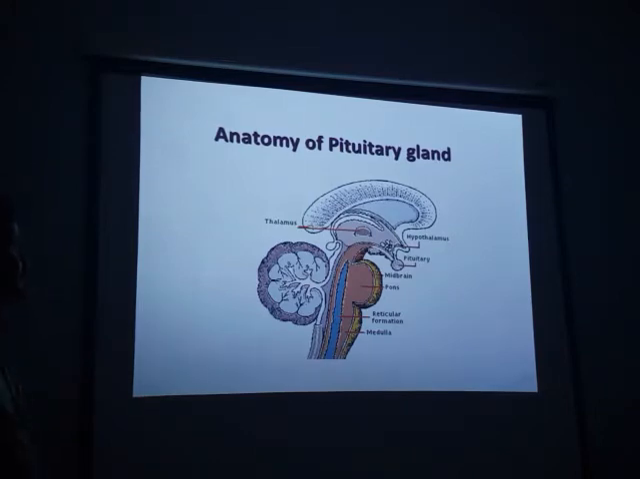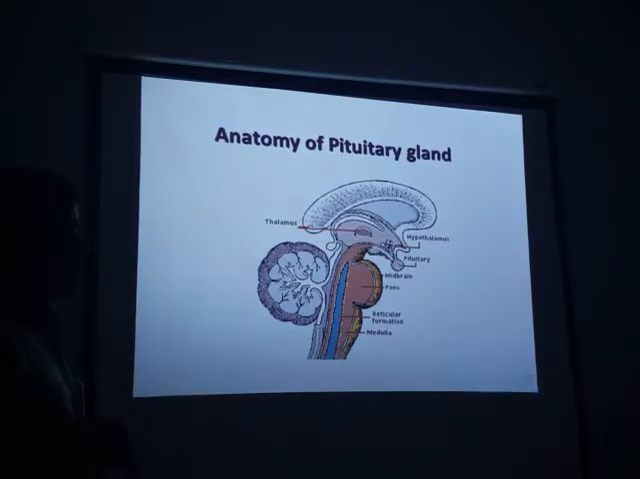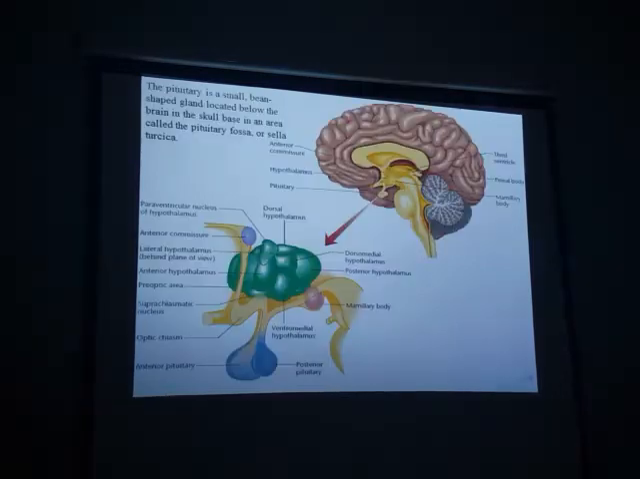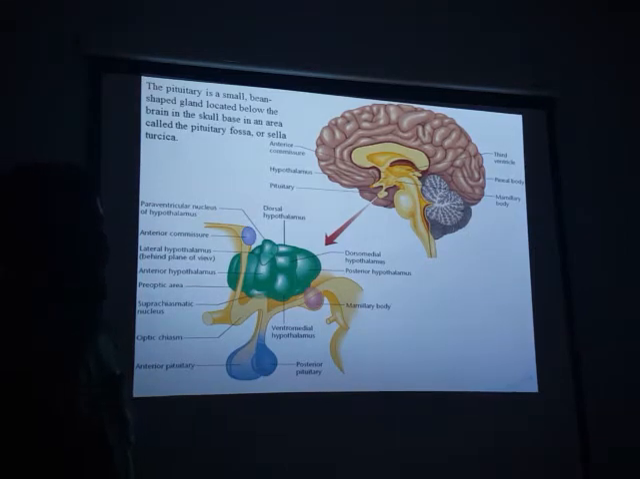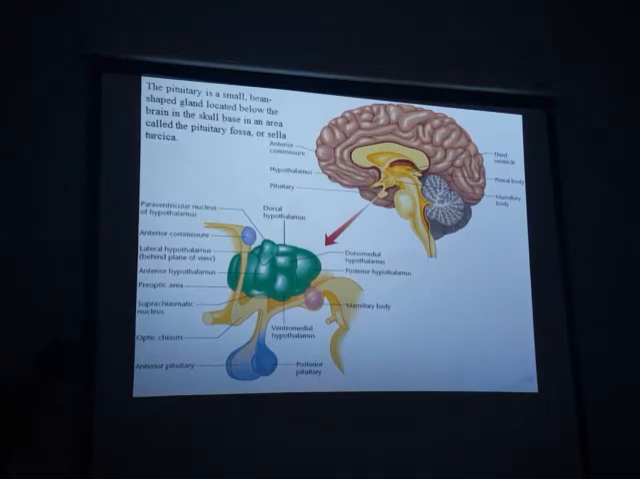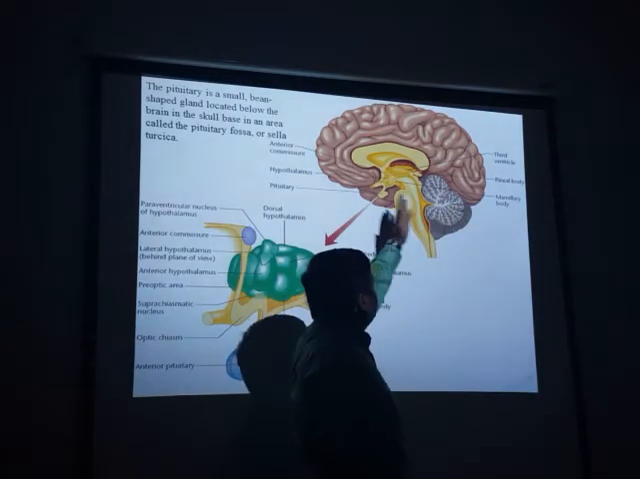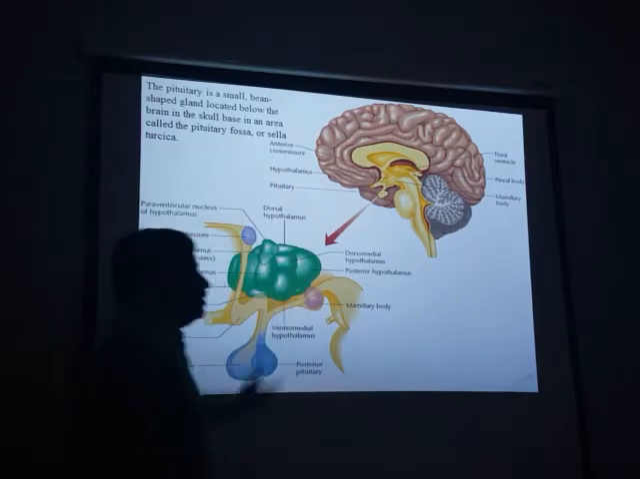Okay. So let's learn about this pituitary gland, like where it is situated, its relations, its functions, and all. What are its parts? The pituitary gland is small, bean shaped, like small beans. It is located at the base of the brain. You can observe this is the brain, this is the base of the brain, and this is the tiny bean-shaped gland, the pituitary gland.